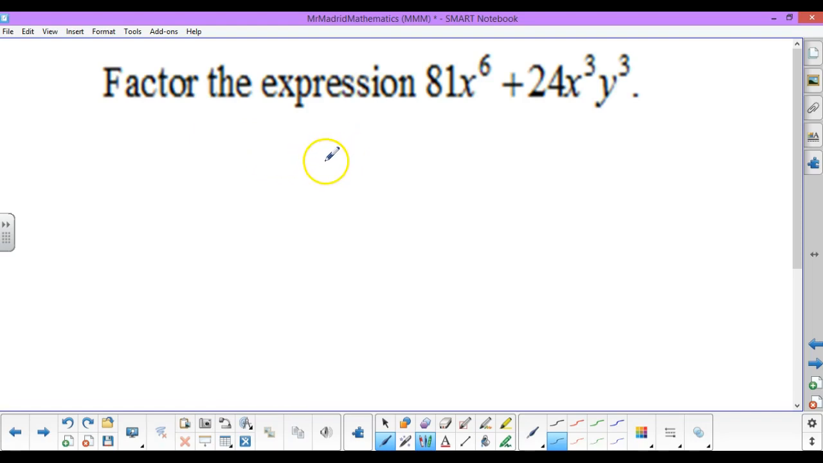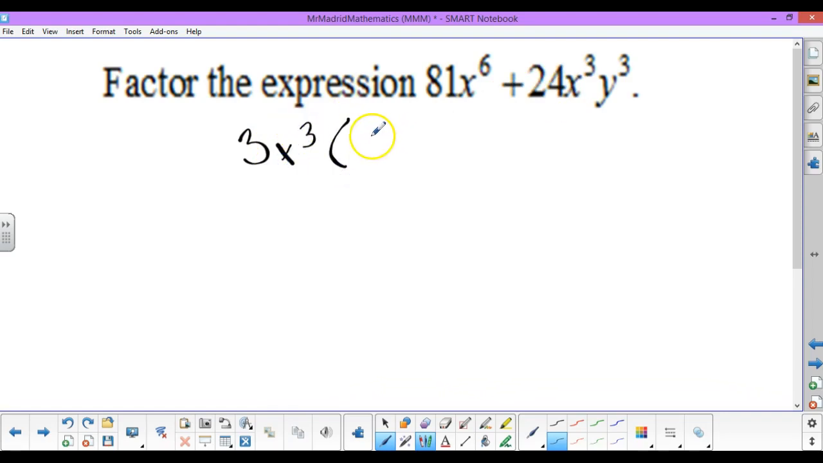Let's see here. We've got 81x to the 6th plus 24x cubed y cubed. So the question is, what do we do here? The first thing I want to do is, there's a lot of stuff that I can take out. Let's go ahead and factor out the GCF. What do 81 and 24 have in common? Definitely a 3. And in terms of x's, they at least have x cubed in common.